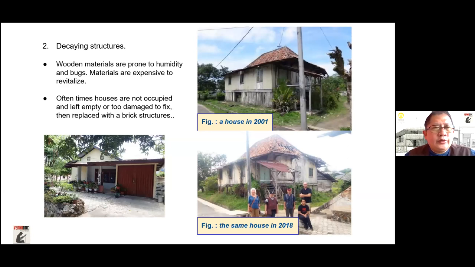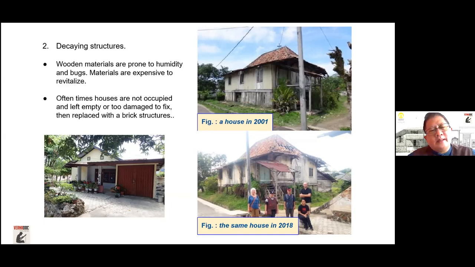most of the buildings are made from wood and are prone to humidity and bugs. And on the other hand, the new materials and the original materials are very expensive to revitalize. So wood is very expensive. And houses oftentimes are not occupied and left empty or too damaged to fix, then replaced with a brick structure.